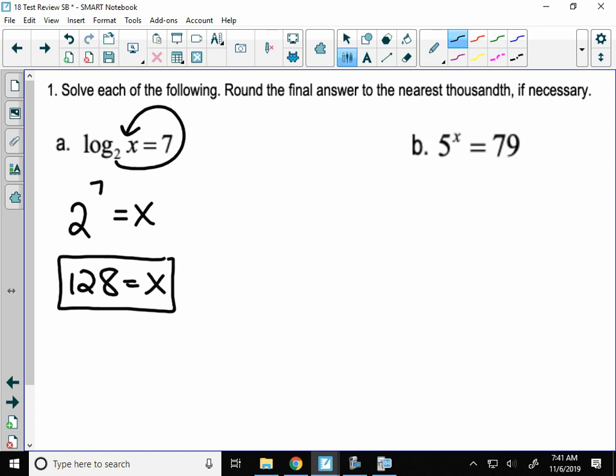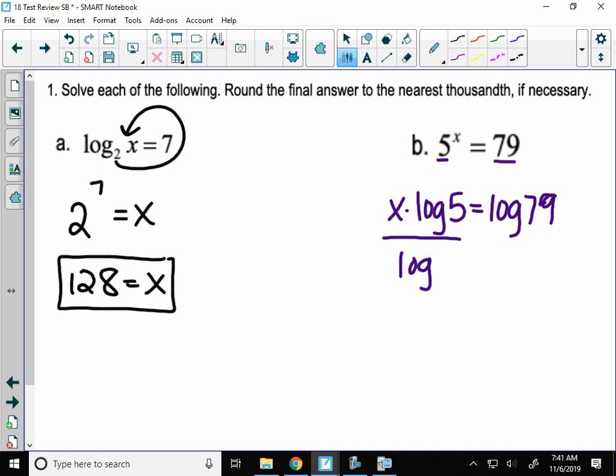Part B, I have an exponential function, 5 to the x equals 79. I use the inverse of an exponential, which is called a logarithm, to solve that. Now I look, 5 and 79, is there a common base between the two? There's not. So I'm going to use a logarithm to solve this. I'm going to take the common log of both sides. When I take the common log, remember the x pops down in front of the logarithm. All I have to do to get x by itself here is divide by log of 5.